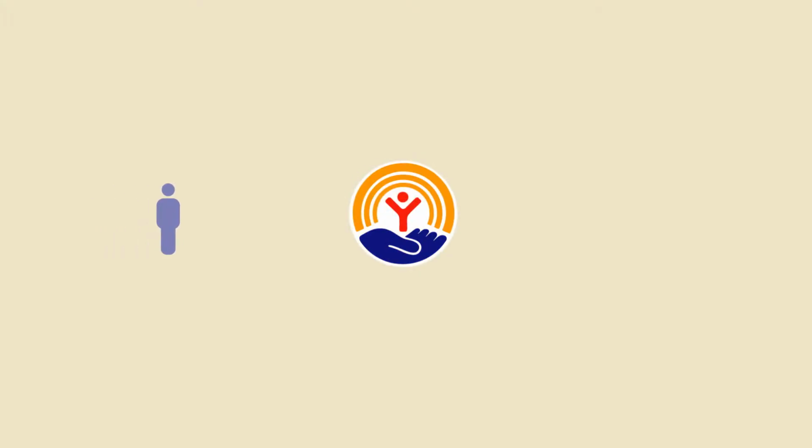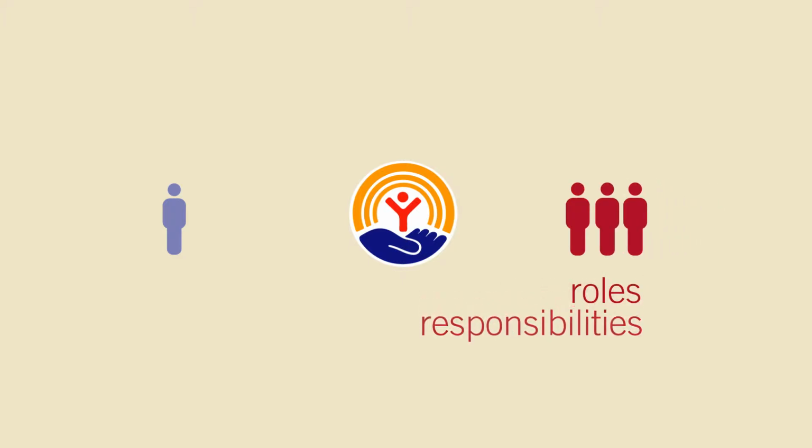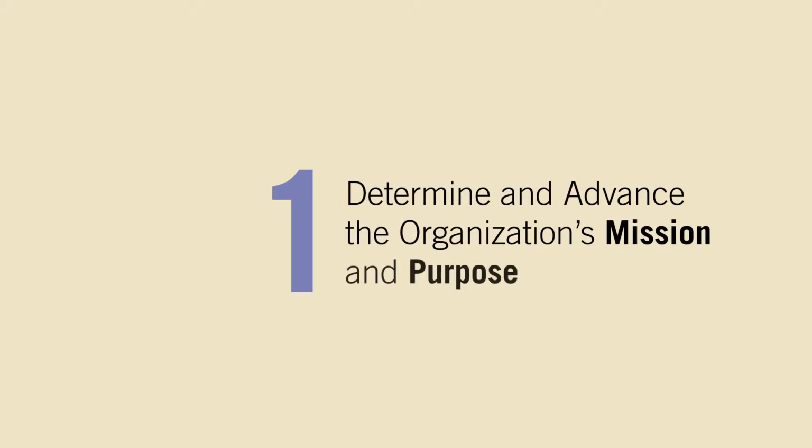The purpose of this video today is to provide a basic overview of Kings United Way activities to prospective board members and to provide training to current board members on basic roles and responsibilities. There are 9 basic responsibilities of nonprofit boards. Number 1, determine and advance the organization's mission and purpose.